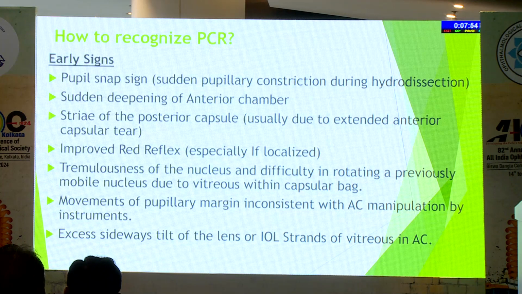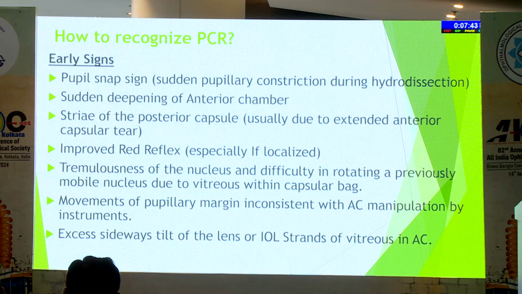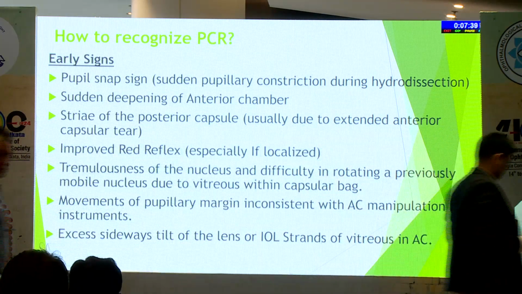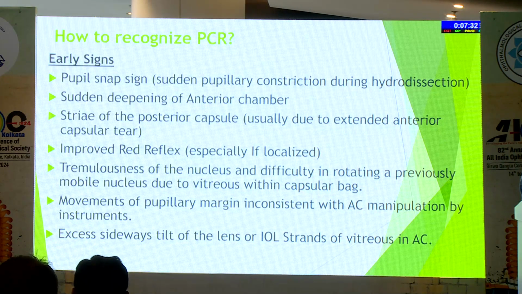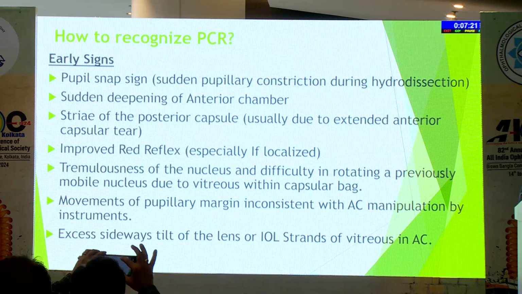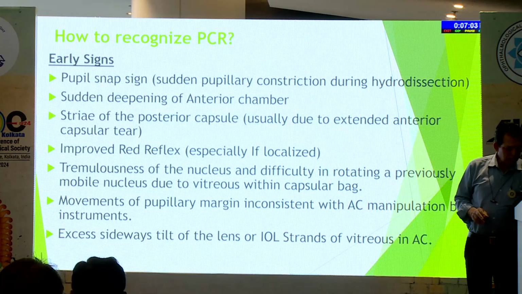With experience, you can recognize whether a PCR is present. If you see a few signs, you can manage easily and early, so further complications are avoided. For example, a sudden pupillary constriction during hydrodissection, called the pupil snap sign; a sudden deepening of the anterior chamber; difficulty rotating the nucleus due to the rupture, sometimes because vitreous comes behind it; or tilting of the nucleus. These are the early signs. If you recognize them, you can manage very nicely and easily without creating further complications.